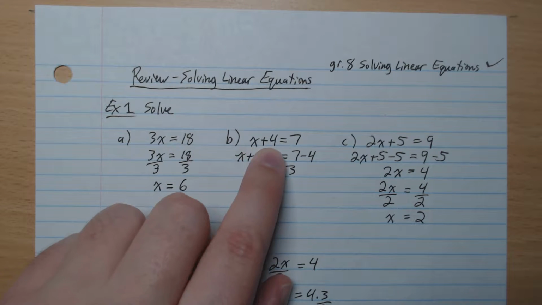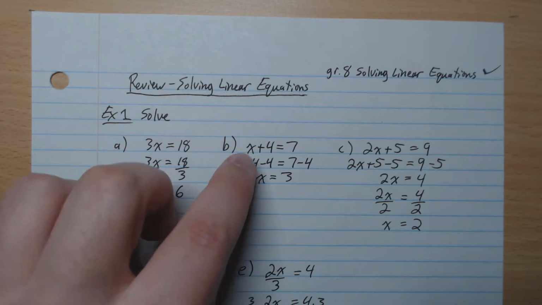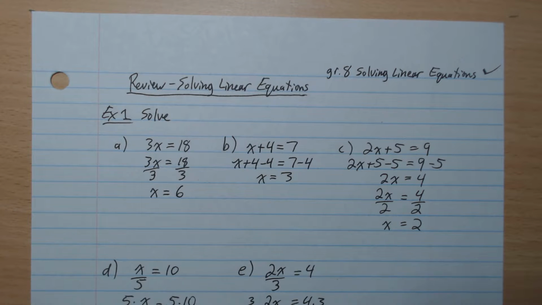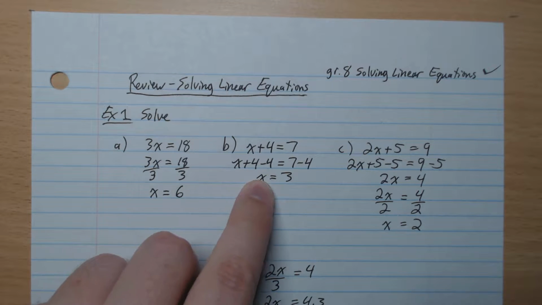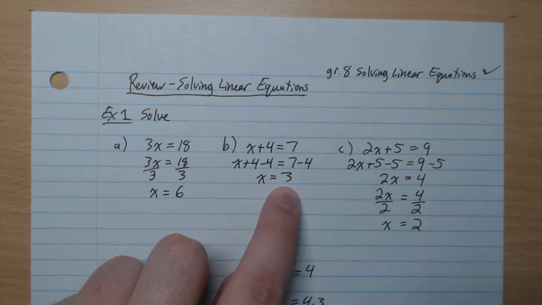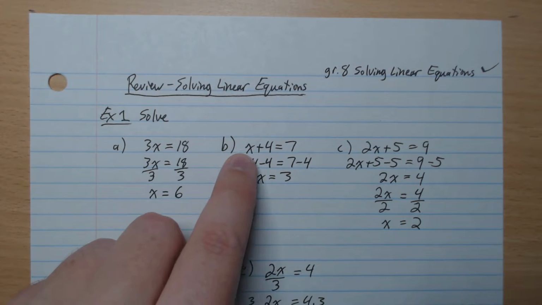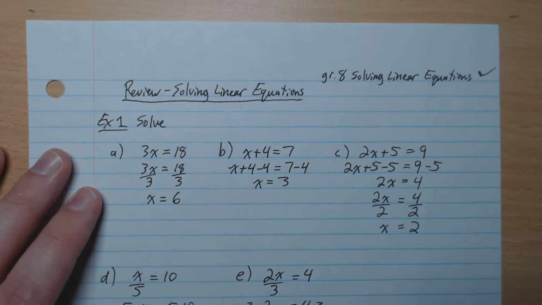B, x plus 4 equals 7. So we want x on its own, so we're going to get rid of the 4, so we go minus 4 to both sides like that. And what's left is x, 7 minus 4 is 3. And we can check it. 3 plus 4 gives 7, and so that is correct.